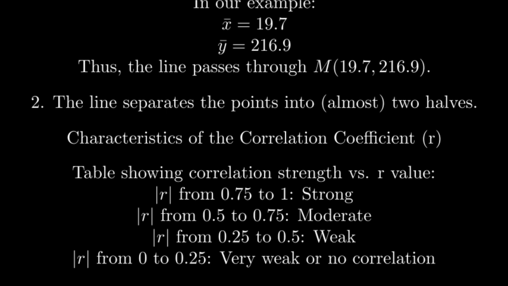To recap this section, we've learned that the regression line passes through the mean point and balances the data. And we've established a scale for interpreting the strength of the correlation.